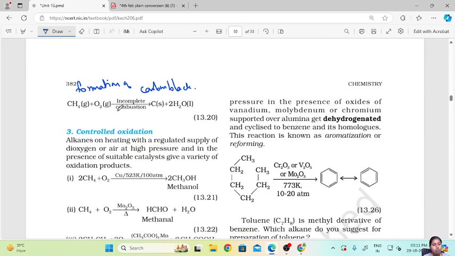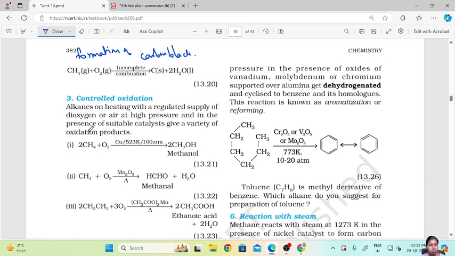Now, controlled oxidation. Alkanes on heating with regulated supply of dioxygen or air at high pressure and in the presence of suitable catalyst give a variety of oxidation products. When you can control the oxidation process, alkanes heated with regulated supply of dioxygen, regulated supply meaning appropriate amount of oxygen is supplied, or air at high pressure and in the presence of suitable catalyst, can give a variety of oxidation products.